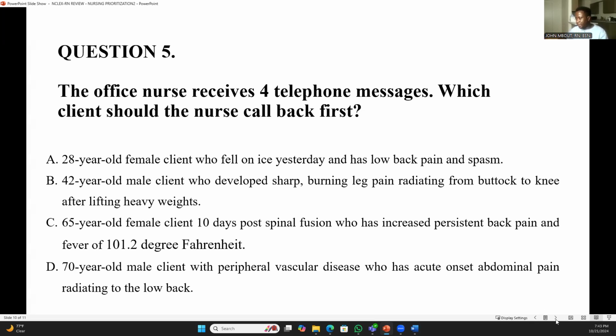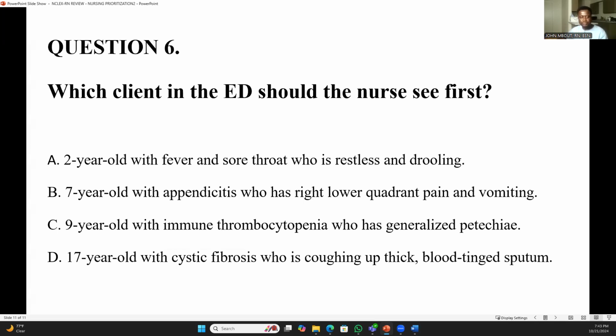Let's look at the last question for the day. Question number 6 says, which client in the ED should the nurse see first? A, 2-year-old with fever and sore throat who is restless and drooling. B, 7-year-old with appendicitis who has right lower quadrant pain and vomiting. C, 9-year-old with immune thrombocytopenia who has generalized petechiae. D, 17-year-old with cystic fibrosis who is coughing up thick blood-tinged sputum. Which one should we see first?